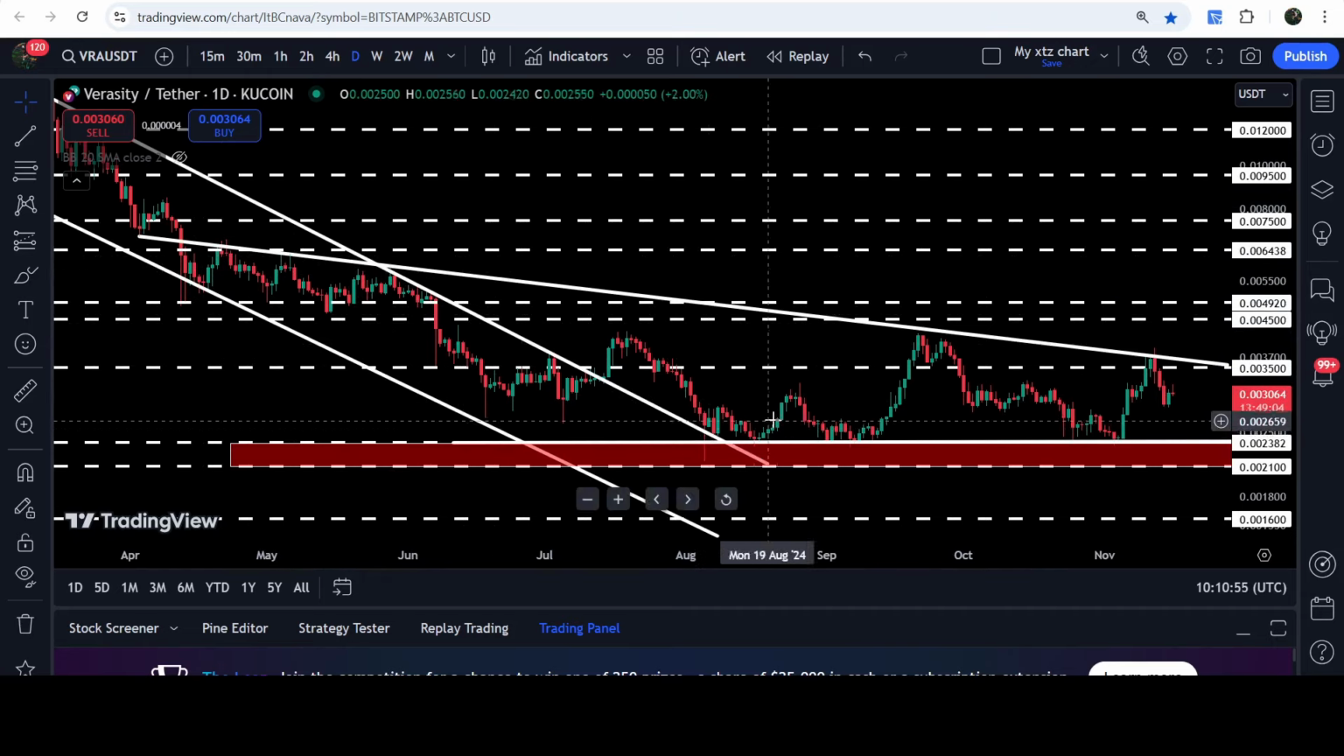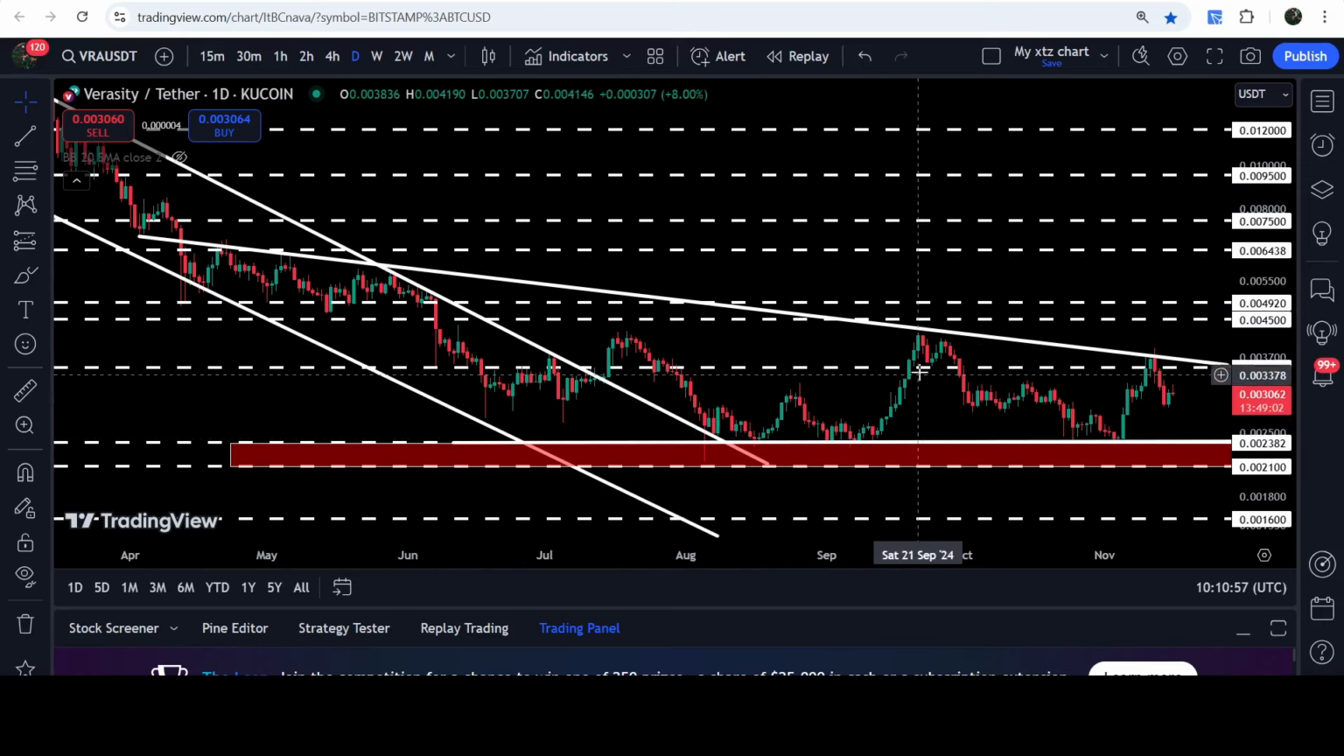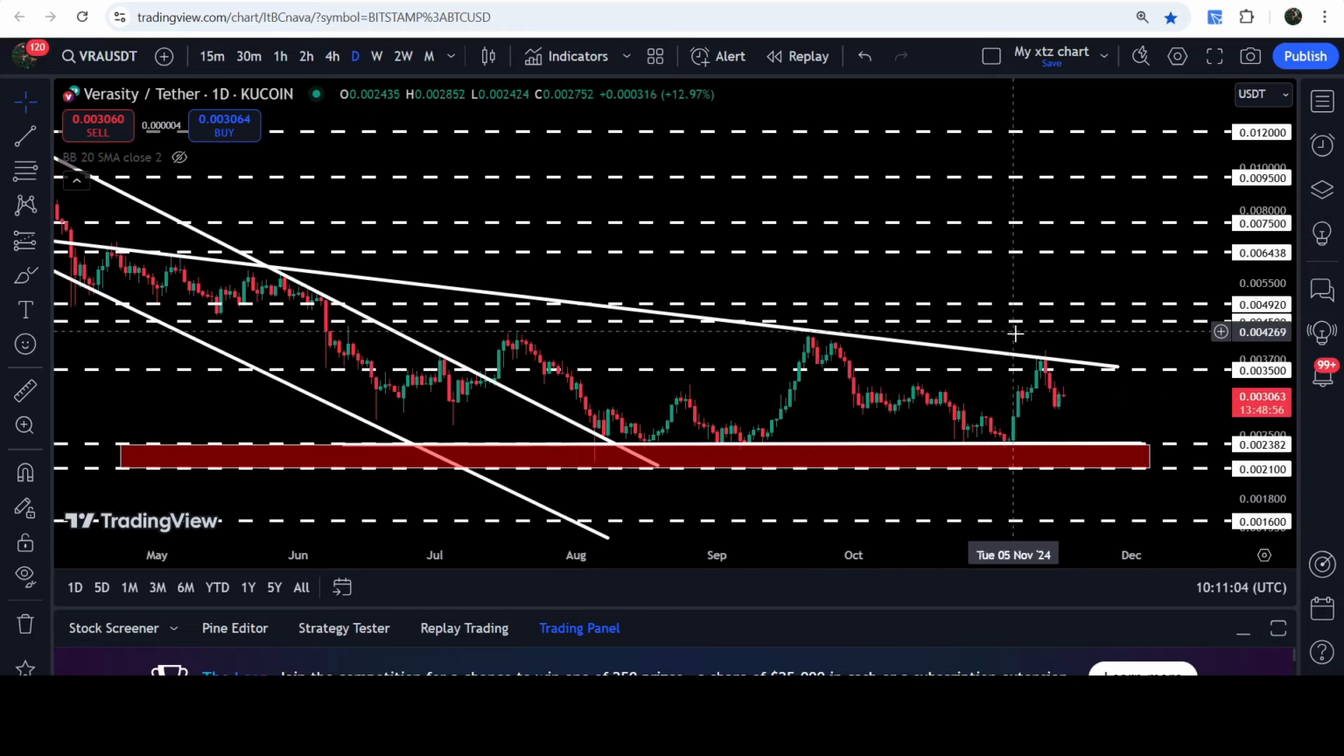Then we had a bounce from the support here. Then we had several touch points here, rejection. Then we had several touch points here once again. Then we had another rejection. And this time, if the price will be moved more down, then it can again test the support here at $0.00238. By the way, this is a complete long-term support zone that starts from $0.00238 and goes to $0.00021.